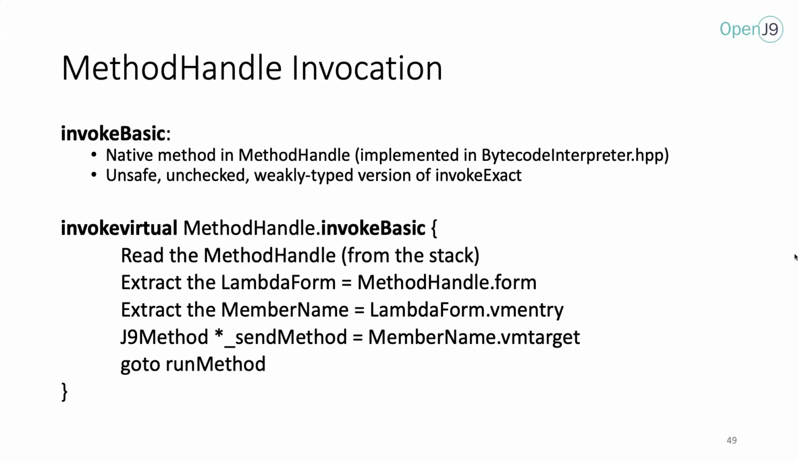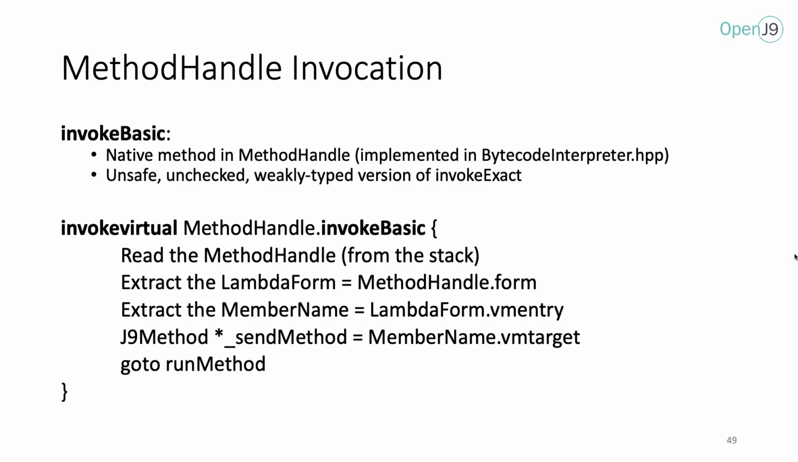and from the method handle, the JVM is going to extract its Lambda form, and from the Lambda form, the JVM is going to extract its member name, and from the member name, the JVM will extract the pointer to the J9 method, which is stored in vmtarget. The stack already has all the arguments properly set up. So what the JVM needs to do now is just run that method. And that's when the put object volatile field method, which was generated during the MethodHandle's creation, gets executed.